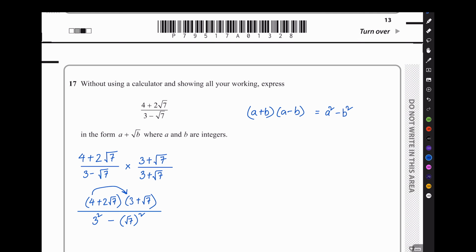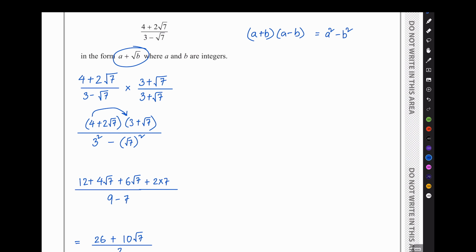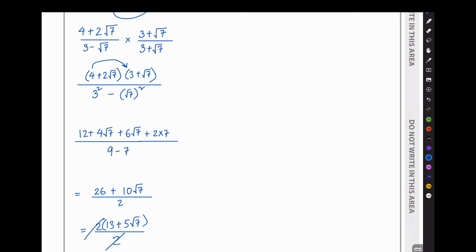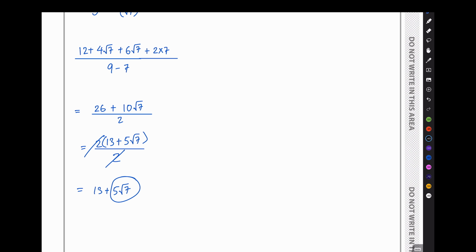Is this the form? Oh no, they specifically told me that I should write it in a certain form, and mine is not in it, especially this part. So I need to take the 5 inside the square root. How do I do it? What's the rule? Let's say I have a squared times b under a square root. I can take a outside the square root, right?